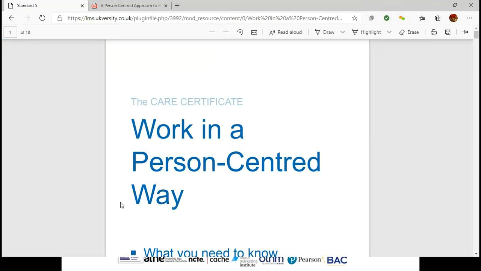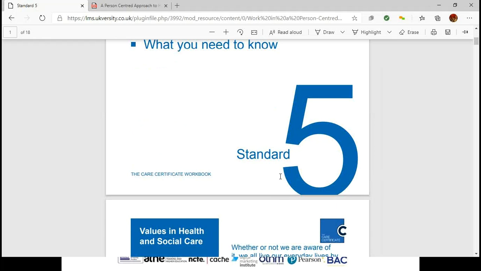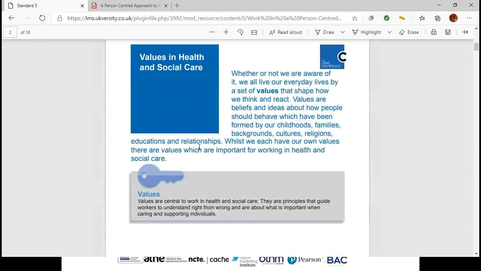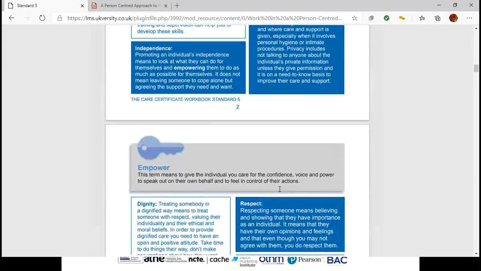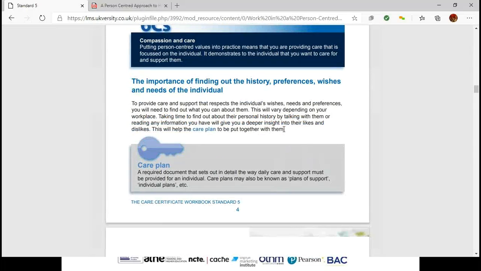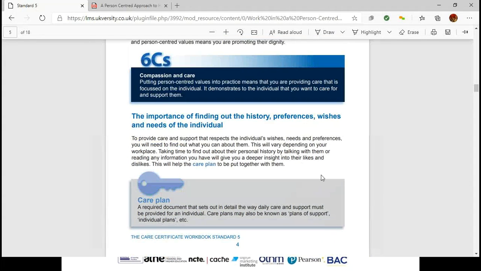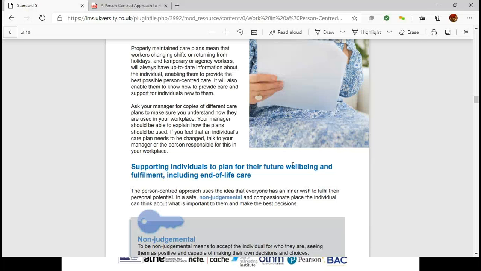I'll just re-log back in. Ooh, that was quick today. So "Work in a person-centered way, what you need to do." This is standard 5. It goes over the values, and then you come further down until you get onto the 6 C's. It tells you the importance of the 6 C's, the history of it, why it came about, and then it goes over details about how it helps service users. So if you want to have a little bit more of a read of that, this is a good one.